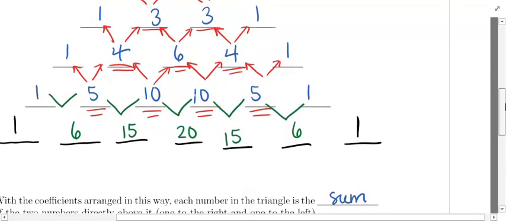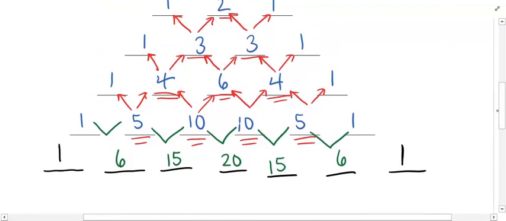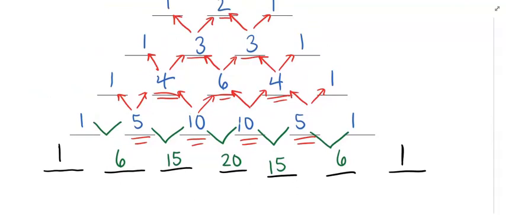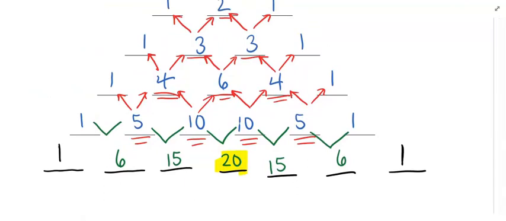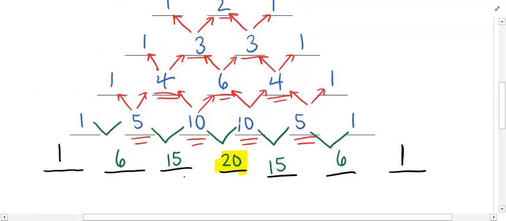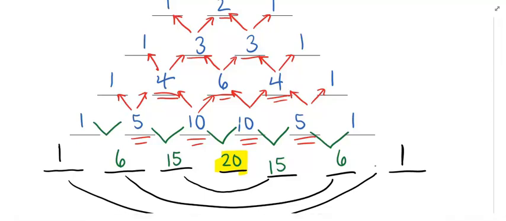One thing I will end on, in this triangle, there's a lot of symmetry. For example, in this line we just did, the middle number is 20, but on either side there's symmetry. So 15 balances with 15, 6 balances with 6, 1 balances with 1. You're always going to see symmetry like that with the coefficients. You'll see a coefficient on the left and it'll match somewhere on the right. So that's pretty cool.